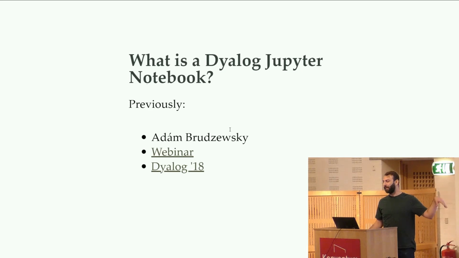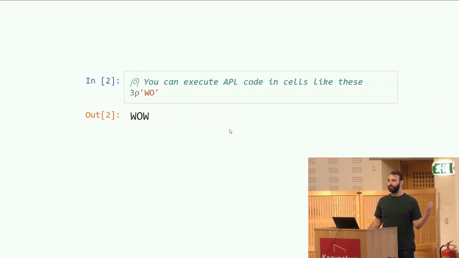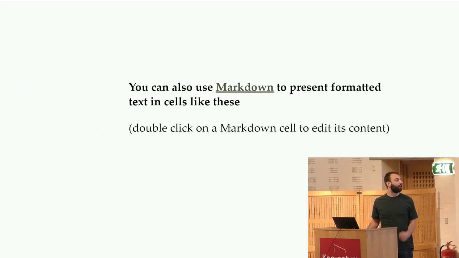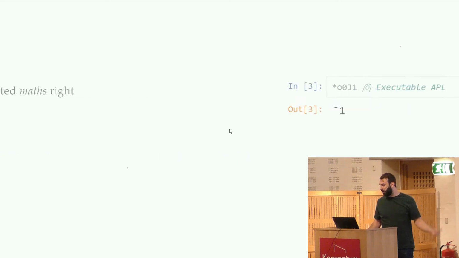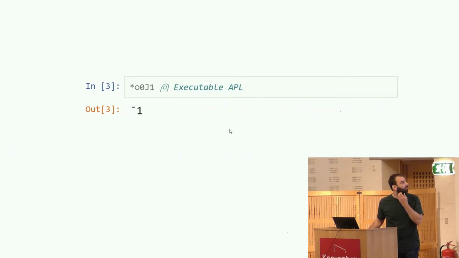Write your explanations and have code in between. So you have code blocks that look like this, and you can execute your code in line. Wow, that's pretty good. And use markdown to format your text and make it look nice. Yeah, I'm preaching to the choir here apparently. LaTeX in there, so have your formatted traditional mathematical notation, and then this is a non-executable APL formatted in markdown for Euler's identity. And then right below that, you can actually try it, and it works.